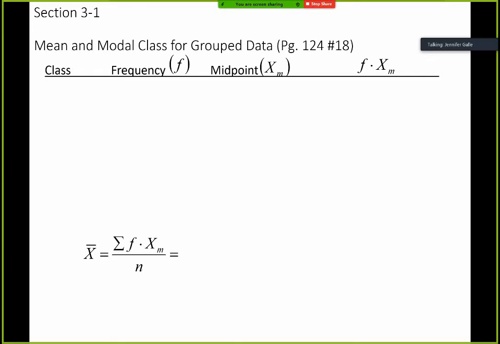So let's start off. What we are going to do is find the mean and modal class for grouped data. I know you've found the mean and mode before, but we're going to find it for grouped data. I'm pulling this information, I will write it on my screen, but if you need to refer back at all, it is on page 124, number 18 in your book. But I'm going to go ahead and just write the classes up here. I jotted them down on mine, so go ahead.